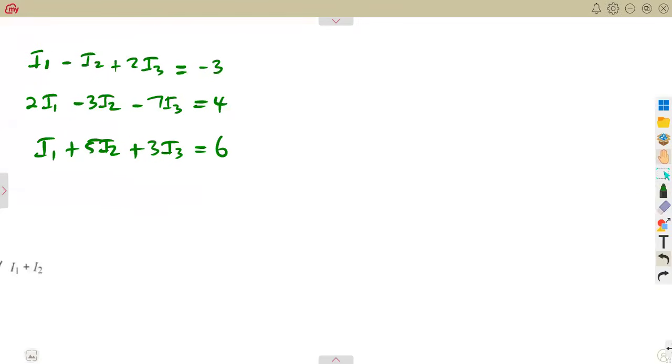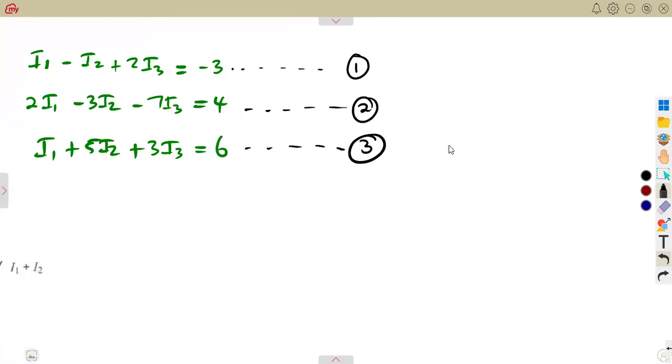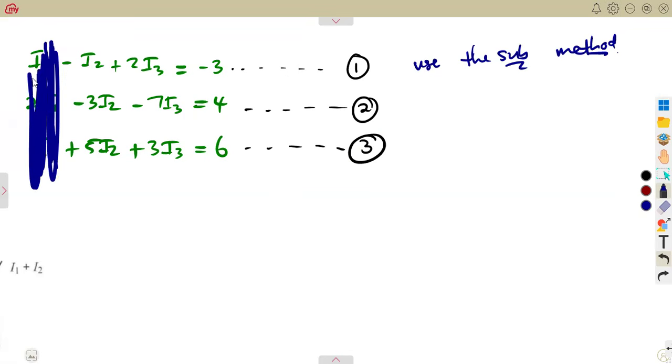So I want us to see how we're going to solve our equations. Let us just say this is our equation 1, this is our equation 2, and this is our equation 3. Like I said, we are going to use the substitution method, not the elimination, because elimination is going to be difficult. Again, remember, you must eliminate I1, get rid of I1 totally, which is going to be something else.